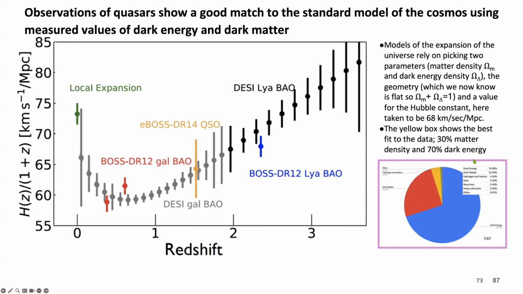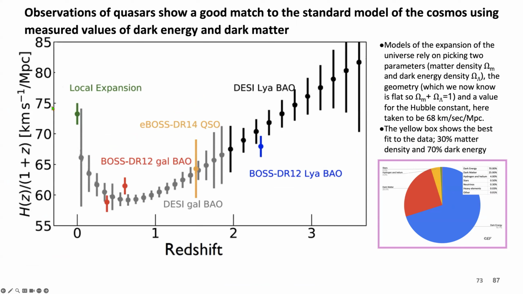Here's the pie chart I showed in the beginning. 70% dark energy, 25% dark matter, and there's other kinds of matter. So this adds up to 30. Now let's look at actual measurements of galaxies.